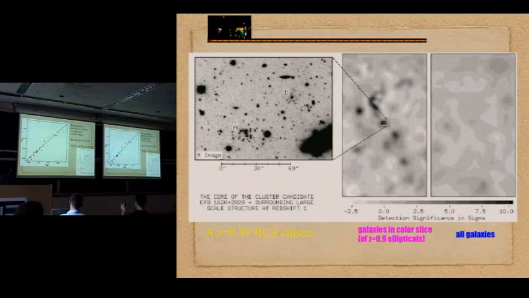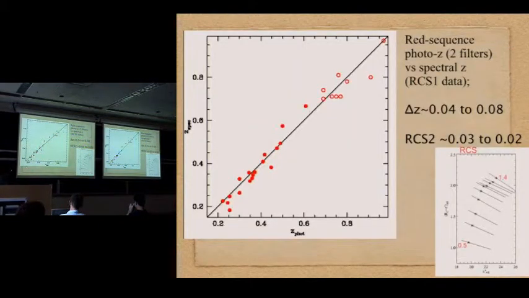And as I said, the red sequence also allows you to pick up the redshift reasonably accurately. So it's photo-z from the red sequence, and here's the spectroscopic z of a set of measured RCS clusters. For RCS1, we'll talk about the 2 surveys in the next few slides, we can get accuracy of 0.04 to 0.08, depending on the redshift. And for RCS2, because of a better calibration system, we're able to get photo-z as good as 0.02.